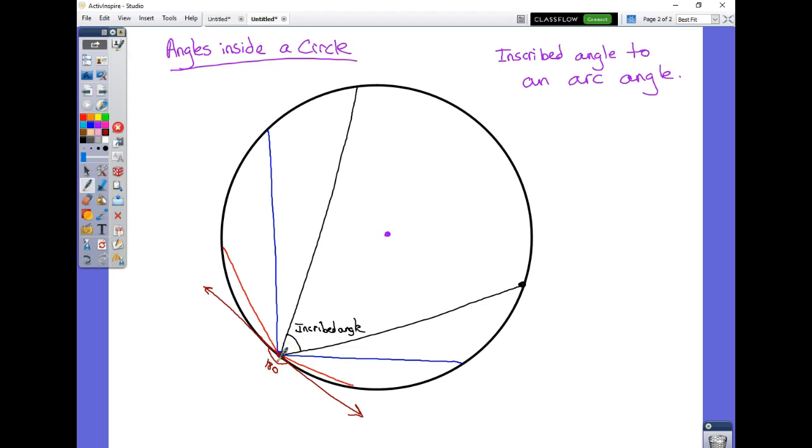Which means that the arc that's created was double the angle of my inscribed angle. And that happens to be the relationship here. Double the inscribed angle equals the arc.